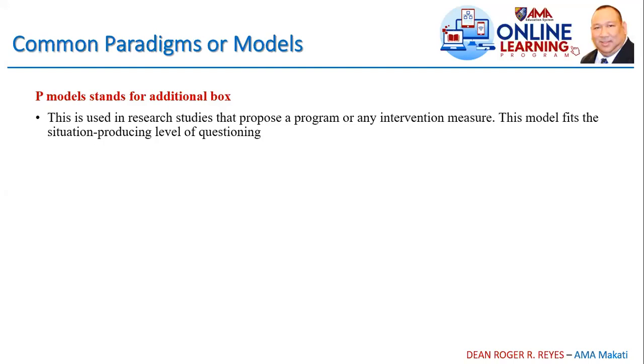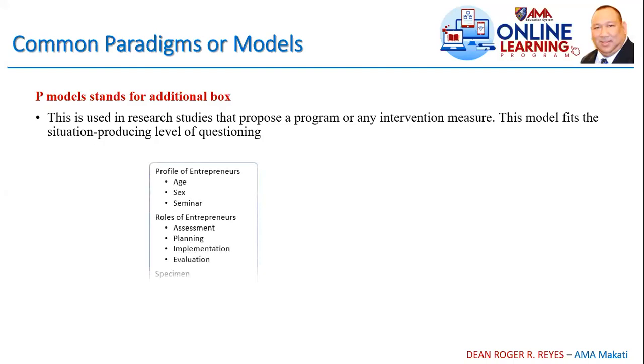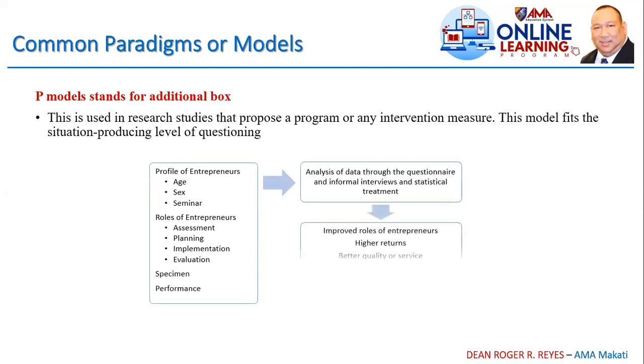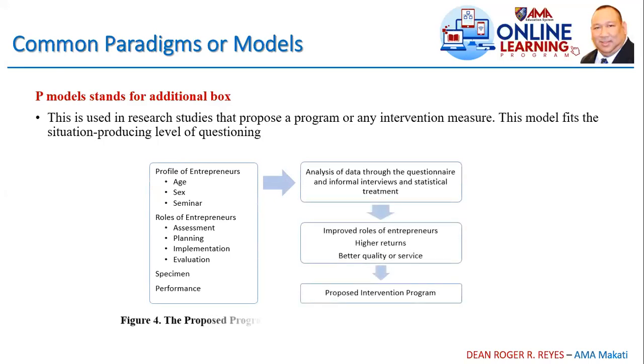So again, meron tayong profile of, siyempre, yung mga inputs natin to our study. Profile, roles, specimen, and performance. Okay, this time, the research is all about the proposed program for improved quality service entrepreneurs. If you may recall, in our IPO, input process output, this refers to the input, this refers to the process, and this refers to output.